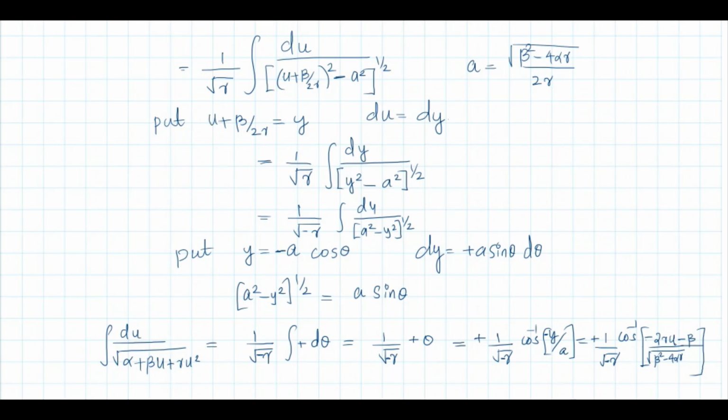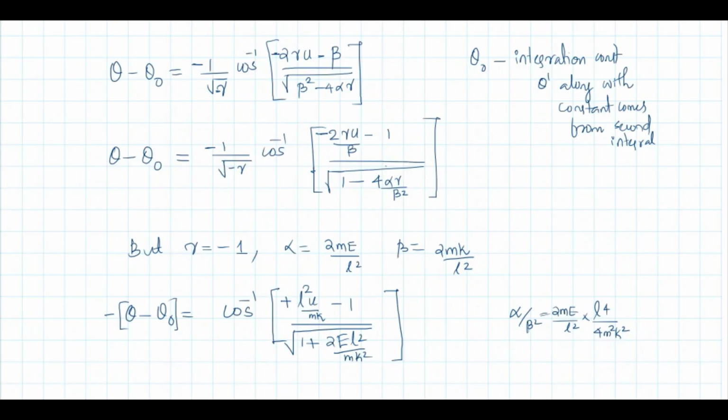Take LCM. So that becomes 2 gamma u plus beta, but there is a negative sign here. So minus 2 gamma u minus beta, divided by 2 gamma, that will cancel with the 2 gamma in a. In a also there is a division by 2 gamma. So that will cancel. The remaining is minus 2 gamma u minus beta divided by square root of beta square minus 4 alpha gamma.